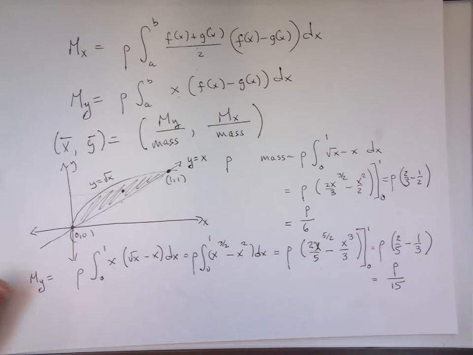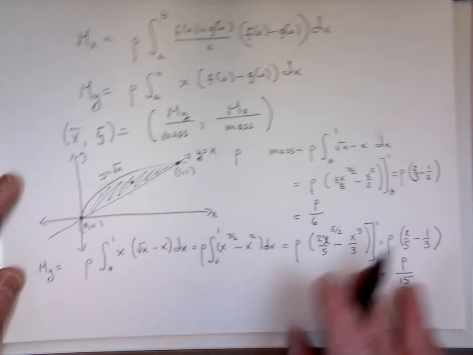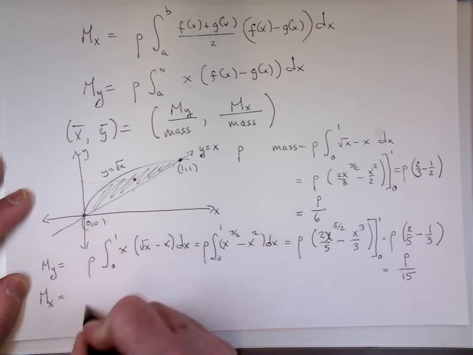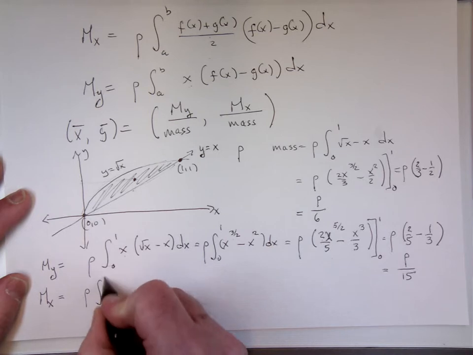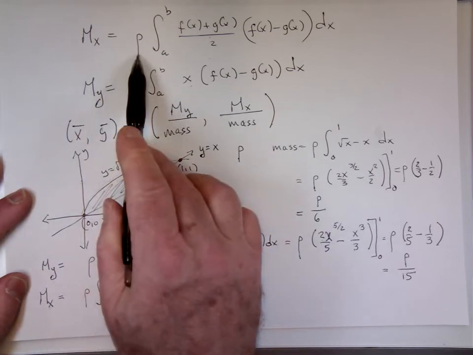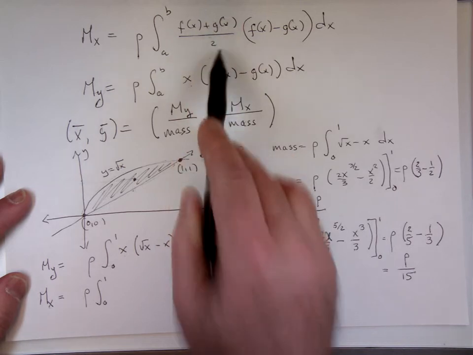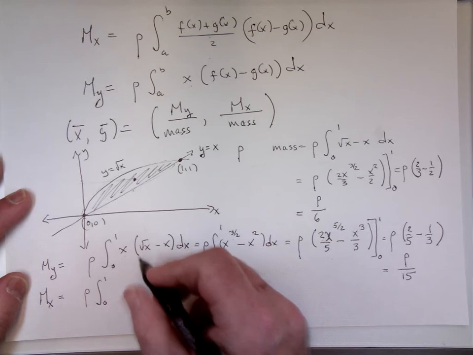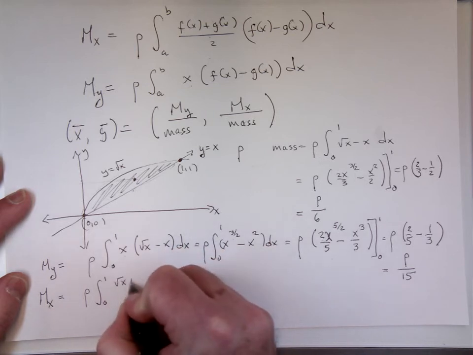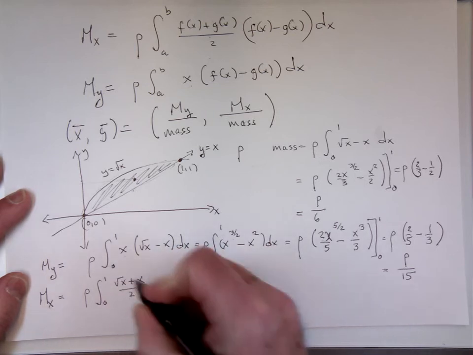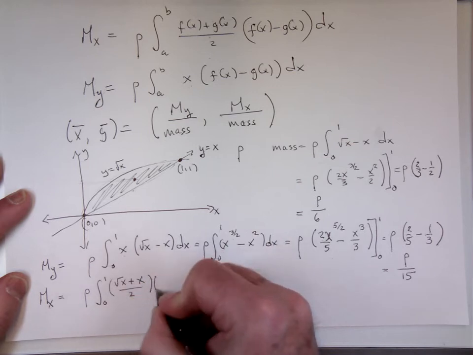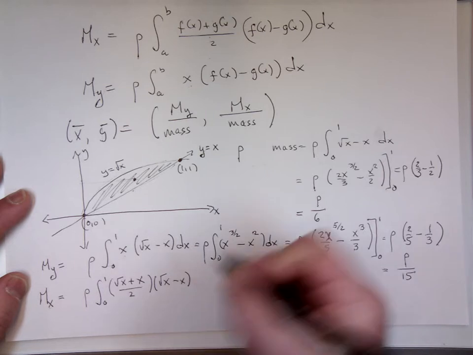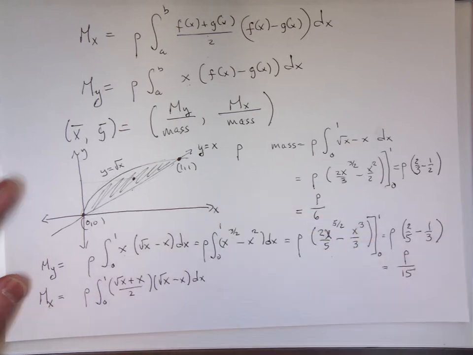Moment from the x-axis is equal to rho, integral, 0 to 1. Now, for the moment from the x-axis, my distance is the average of the two functions. So what do you have to do? You have to take the square root of x plus x over 2 times the square root of x minus x dx. Okay? Mass times distance. That's what a moment is.